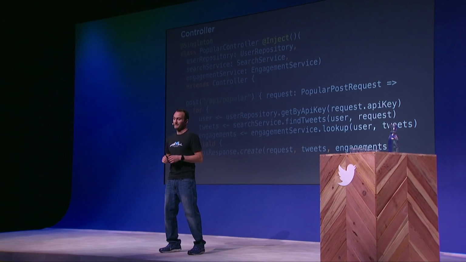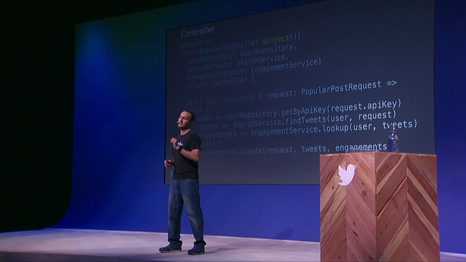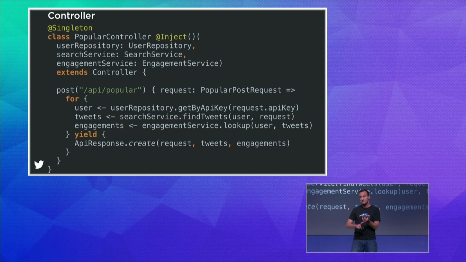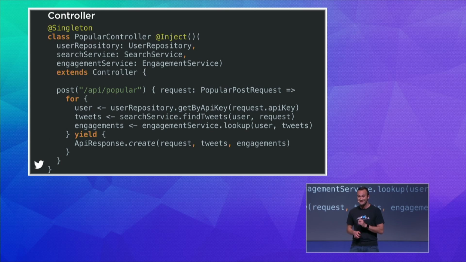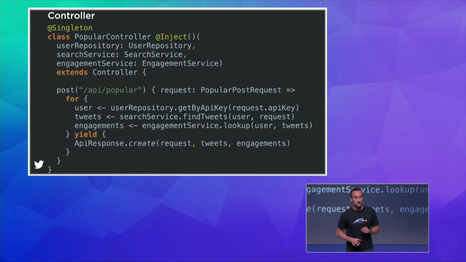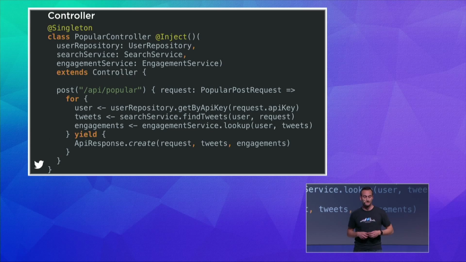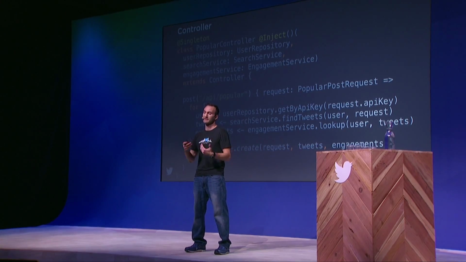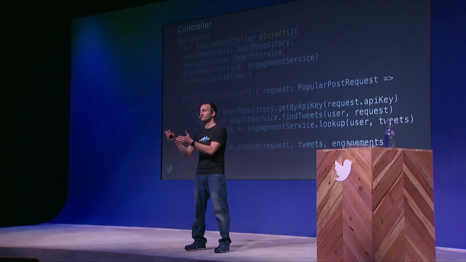Then in the middle of the callback, you'll see Finagle's elegant handling of non-blocking operations. So if you notice, the user repository is going to call an external database. The search service is going to call the full archive search API. The engagement service is going to call the remote engagement API. All three of these calls are asynchronous. However, we're able to elegantly chain those together using Finagle's support for futures and for comprehensions. It's really nice. If all three of those succeed, we then yield an API response. That API response will then be turned into the JSON we wish to generate.